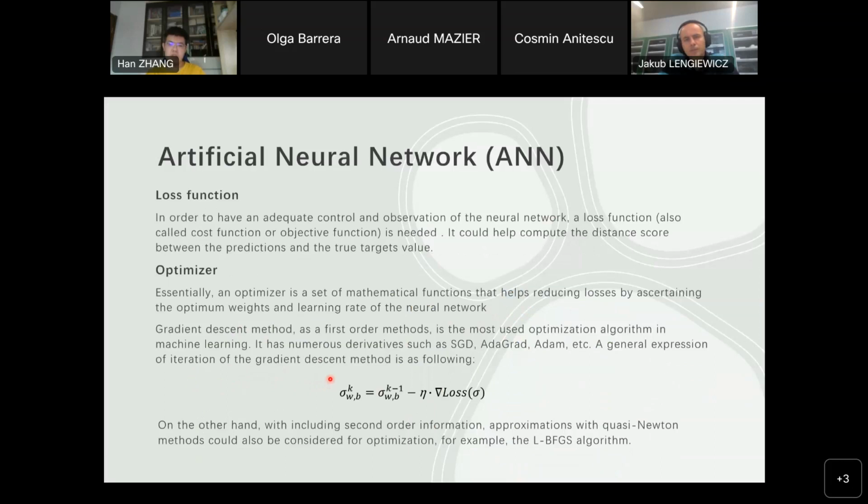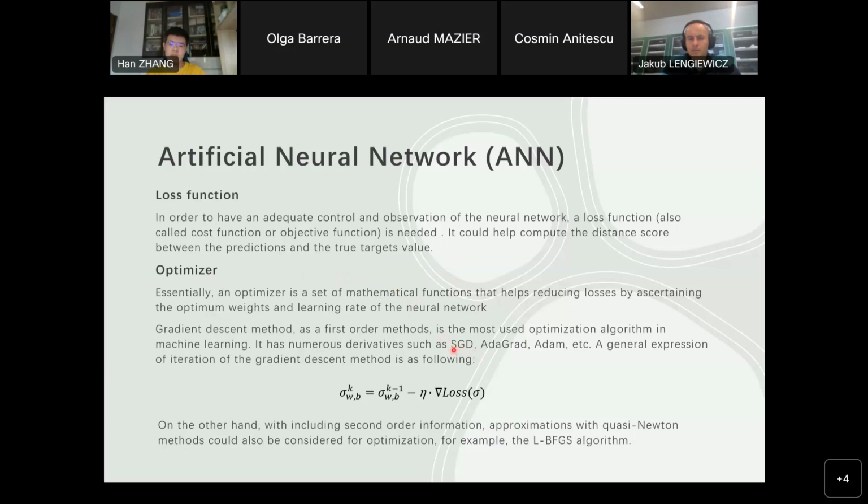Apart from the structure, there are two key elements of the artificial neural network. One is the loss function. It is basically an estimate telling us how well our neural network works, and it is the key term to modify if we want to use the neural network to solve different questions. The other important element is the optimizer. It is essentially a set of mathematical functions that helps us adjust the weights and biases, hence reducing the loss at a certain learning rate.